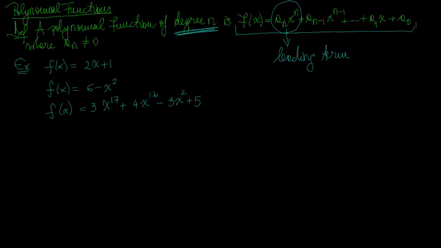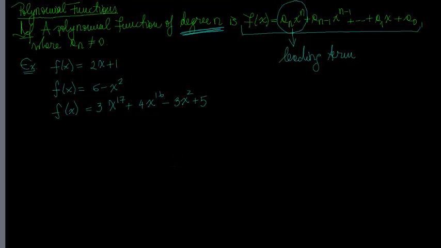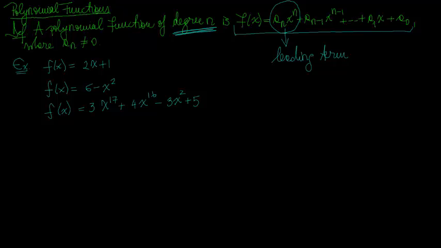Looking at some examples, let's say that we have the function f of x is 2x plus 1. We recognize this as a linear function, but this also happens to be a polynomial. Namely, it is a polynomial of degree 1. So this has degree 1 because x is raised to the highest power of 1.